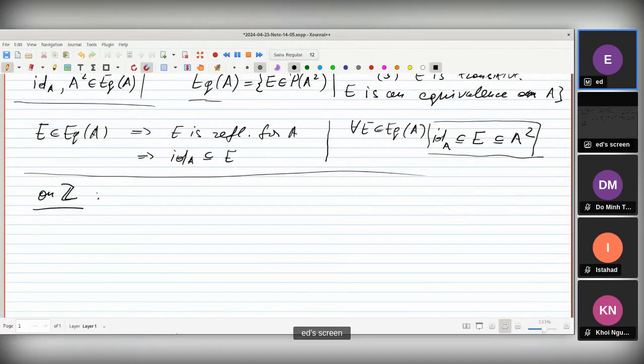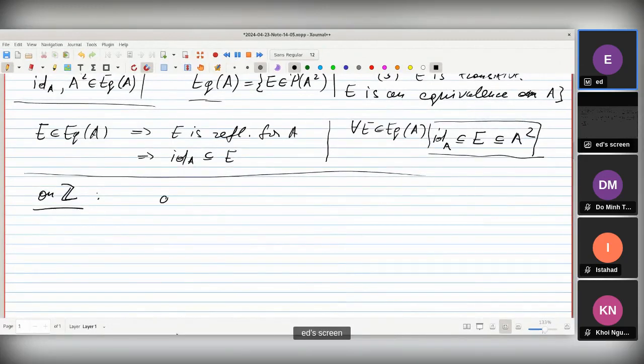Have you ever heard of congruence modulo M? Congruence. Okay, this symbol. What does it mean that A is congruent to B modulo M? Have you learned that?